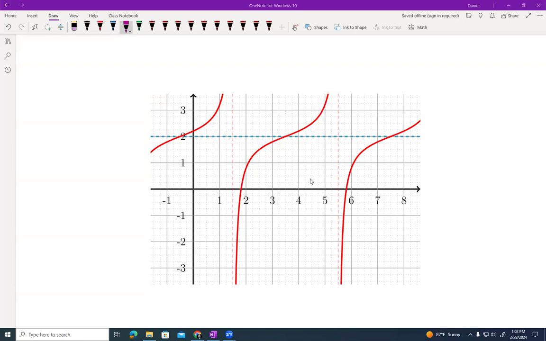Probably the easiest thing to do still is the vertical shift, which is just wherever your axis of symmetry is. So our vertical shift here is going to be 2. Not too bad.